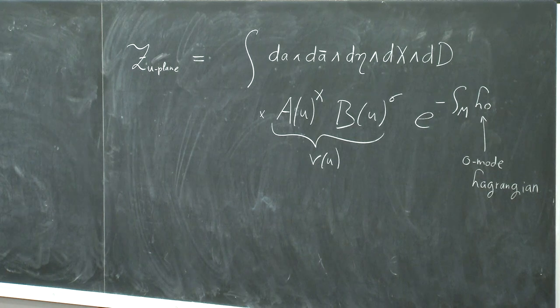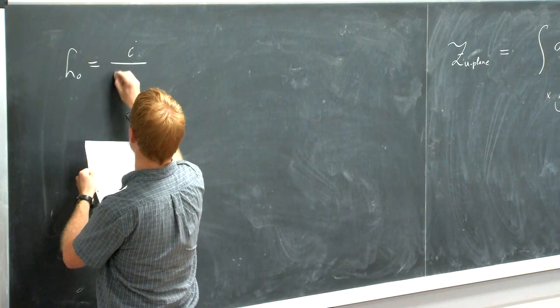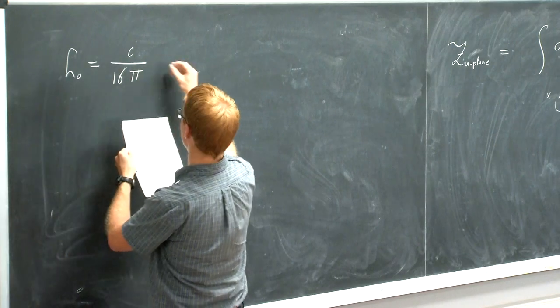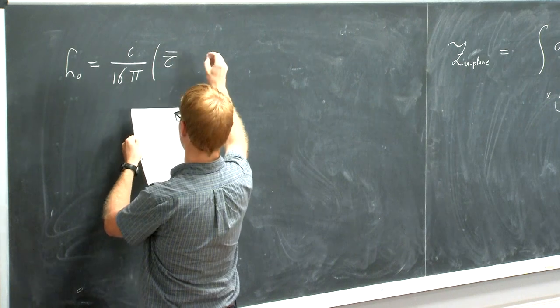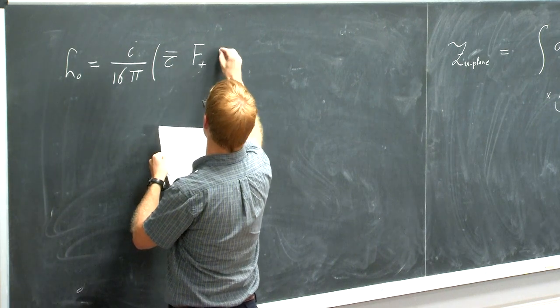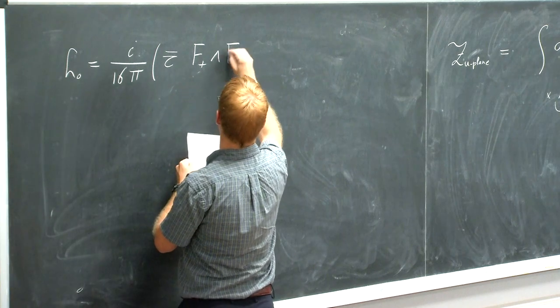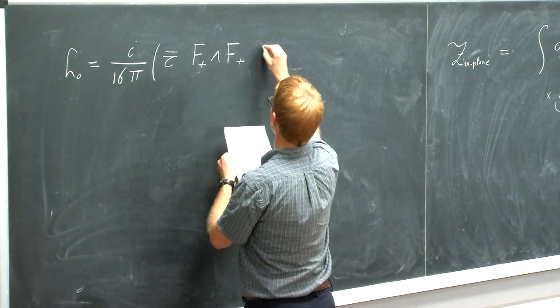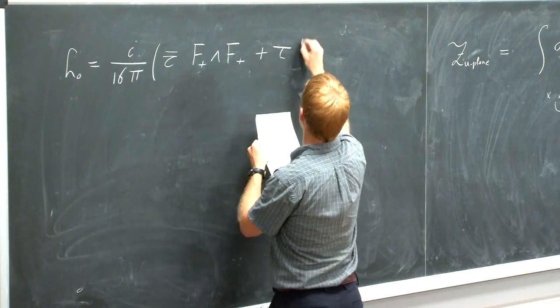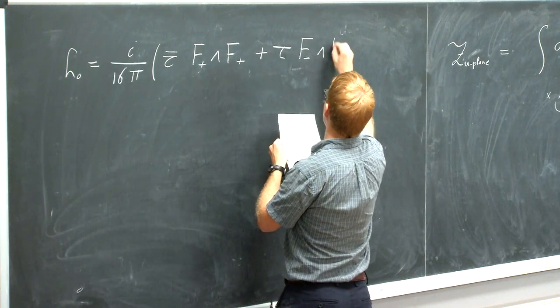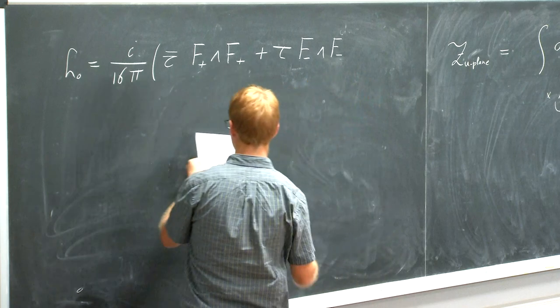So maybe let me just give this Lagrangian. Actually, there's not so much left after you reduce to zero modes. So it reads as follows, 1 over 16 pi. And then we get tau bar times F plus, the self-dual part of the U1 field strength, wedge the self-dual part of the U1 field strength, plus the holomorphic tau, which couples to the anti-self-dual parts of the U1 field strength.